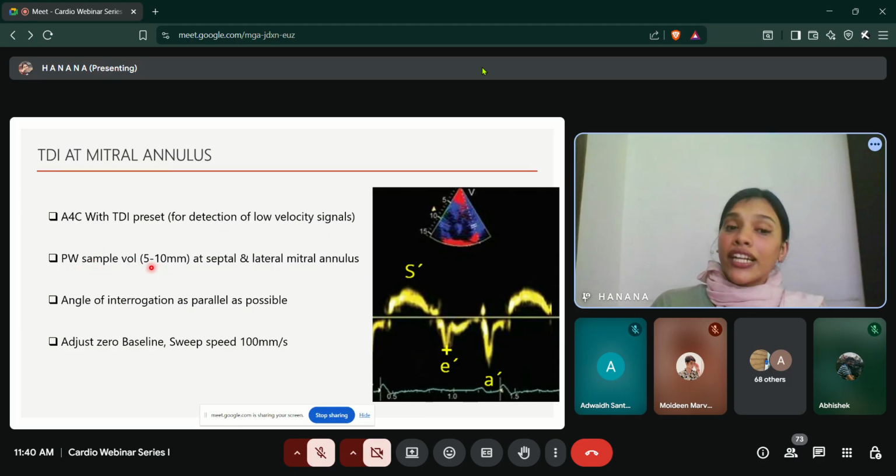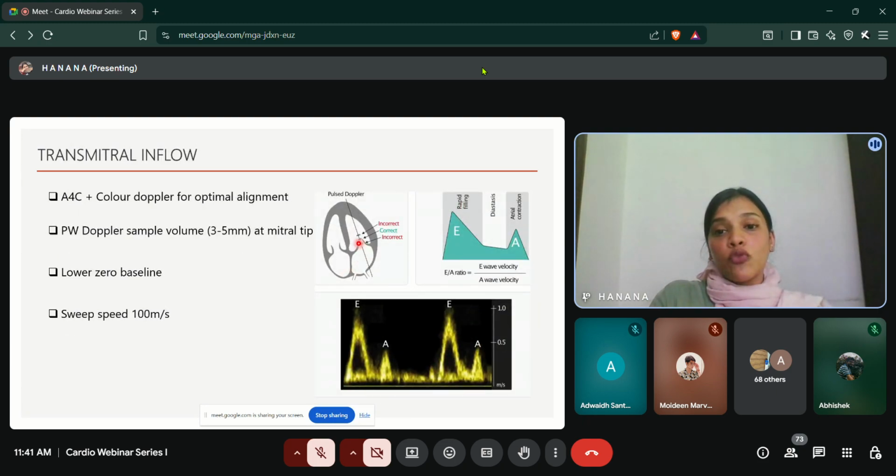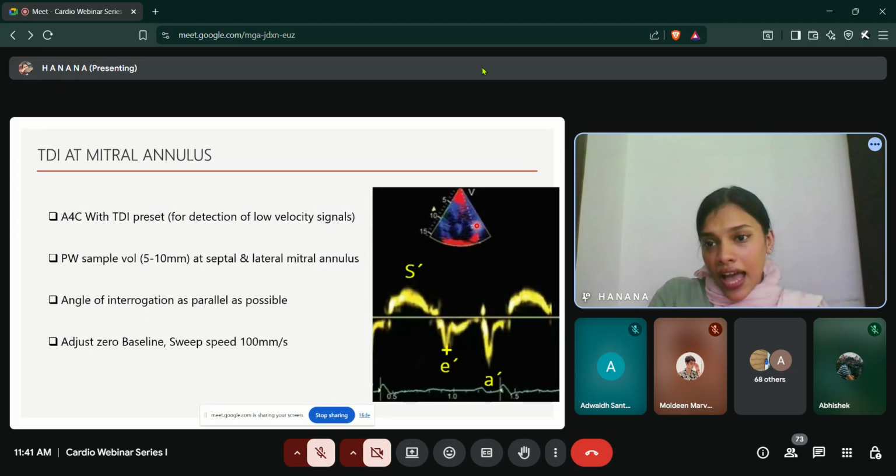and the sample volume is 5 to 10 mm. Earlier we discussed the sample volume as 3 to 5 mm. Automatically the machine takes 5 to 10 mm for the TDI preset. You don't have to change it if not needed. And we have to take it at the septal and lateral mitral annulus. Earlier, for the transmitral inflow, we placed the sample volume between the mitral tips. Here we have to place it at the annulus.